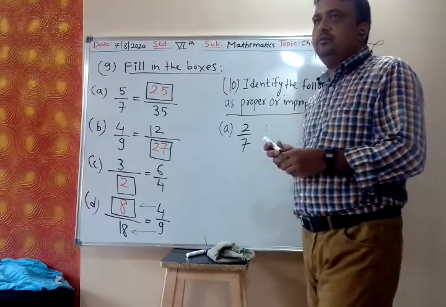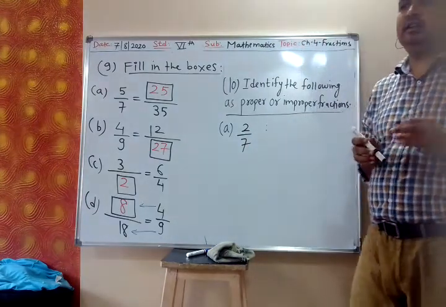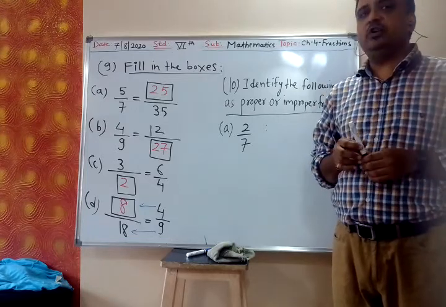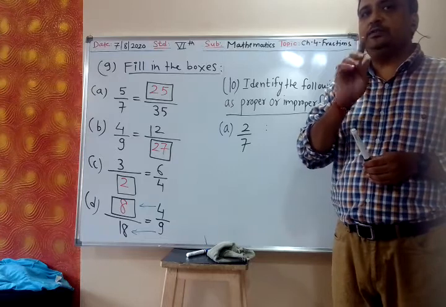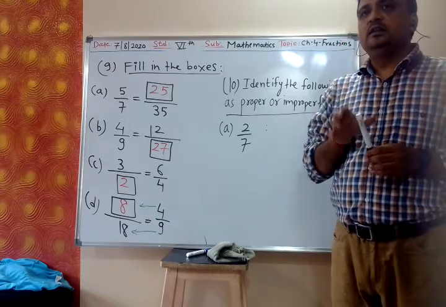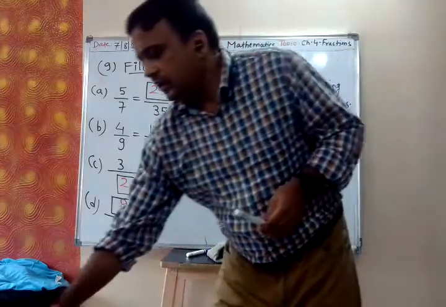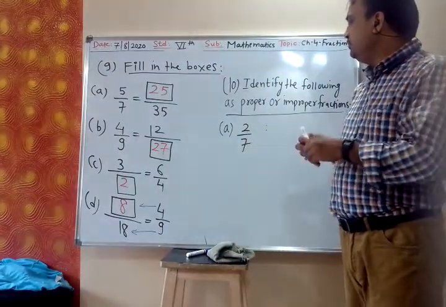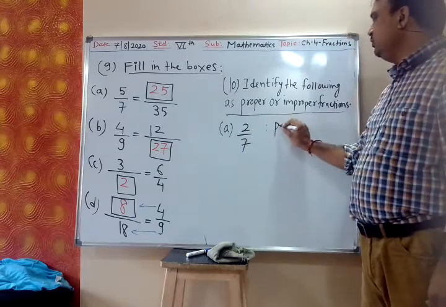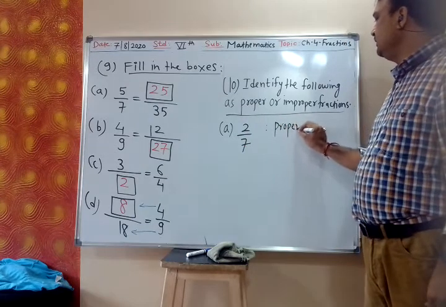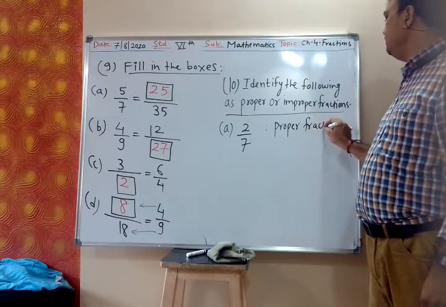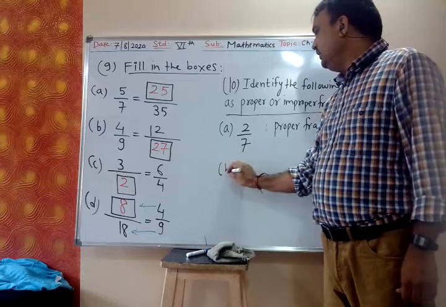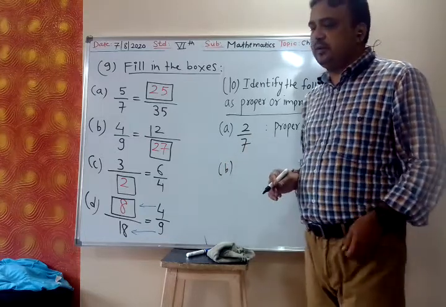Identify the following fraction as proper or improper fraction. First, A is 2 upon 7. For identifying the fraction, you have to see the numerator and denominator. If numerator is smaller, it is proper. So we write 2 upon 7 proper fraction, because numerator is smaller than denominator.